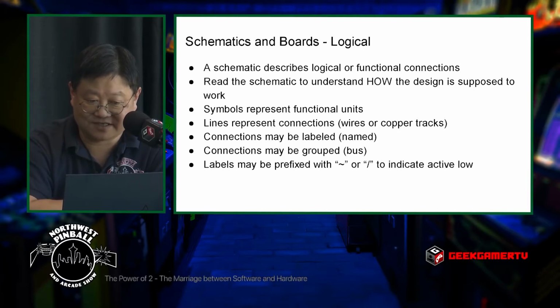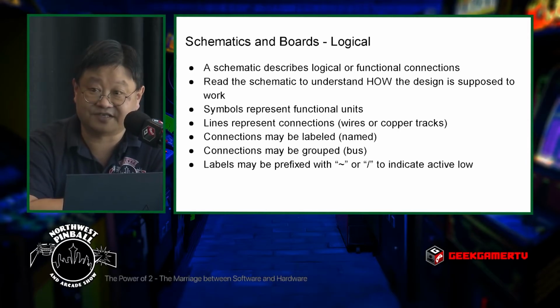On a schematic, symbols represent functional units, lines represent connections. Physically, they will be wires or copper tracks. Connections may be labeled to make it easier for you to understand what the connections actually are and what they mean. The connections may be grouped, the mythical bus, which we will cover later. And sometimes you will often see symbols labeled with a prefix, a tilde or a slash. And this indicates that the signal is active low.